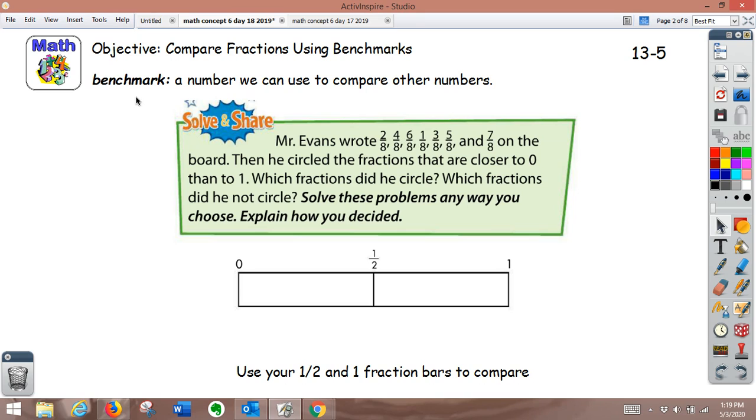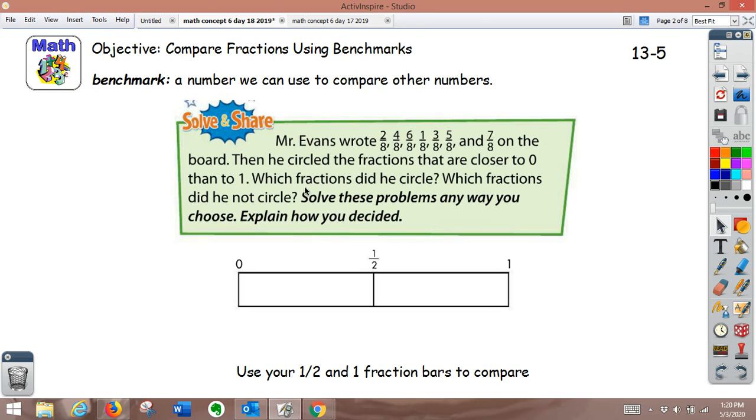A benchmark number is a number we can use to compare other numbers. It's those numbers that we already know, like 1. We all know what a 1 is. We all know what 0 is. So we can use those benchmark numbers to compare and learn about other numbers.